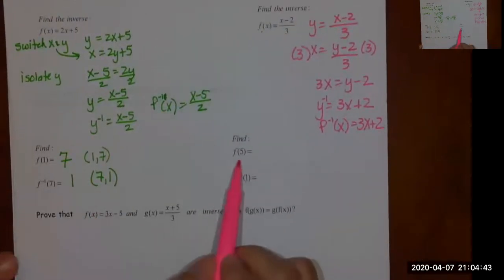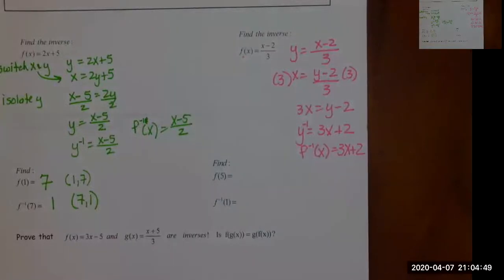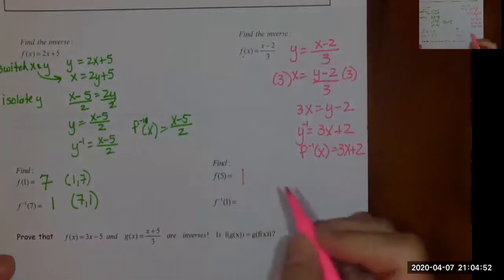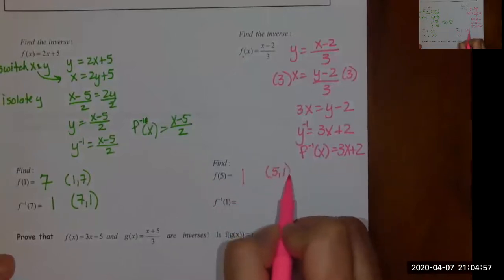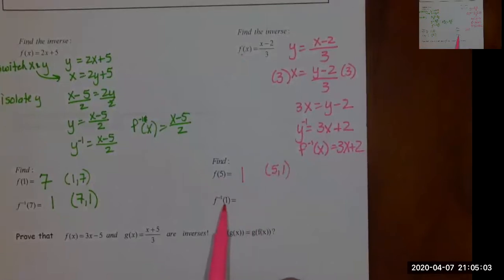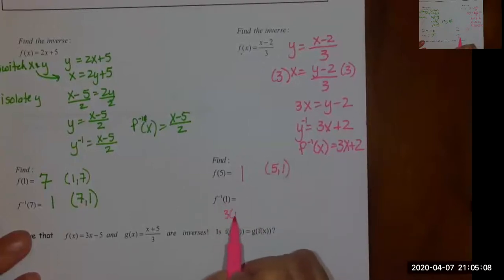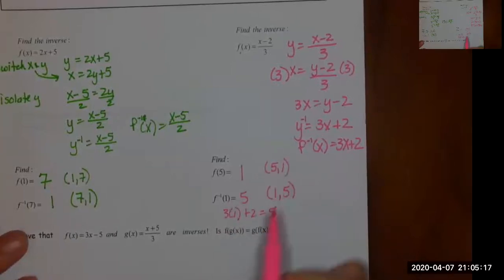Let's do our simple test. We'll plug 5 into the original. 5 minus 2 is 3, and 3 divided by 3 is 1. So f of 5 is 1. That means the point (5, 1). Therefore, on this one, (1, 5) should also be a point. So we're going to take 1 and plug it into the inverse. 3 times 1 plus 2 equals 5. So that means there's a point (1, 5). Again, it worked because if (5, 1) is a point on the function, (1, 5) is a point on the inverse.